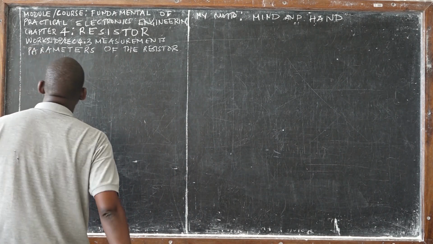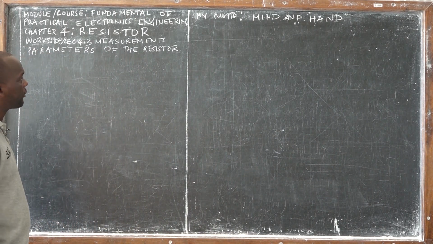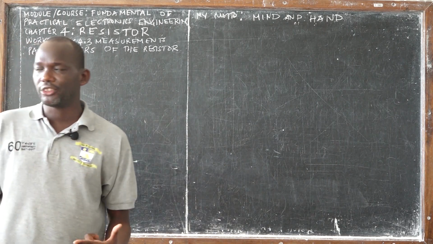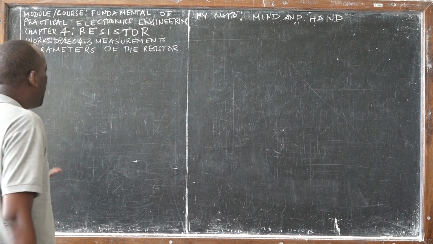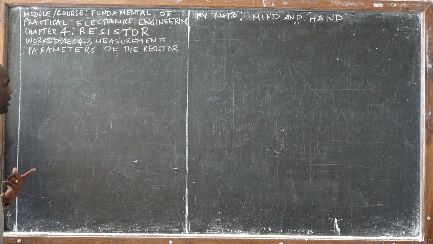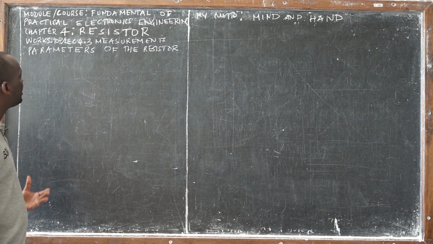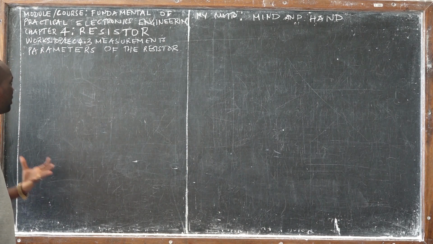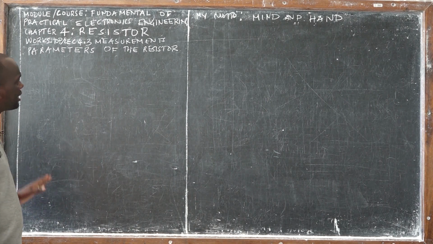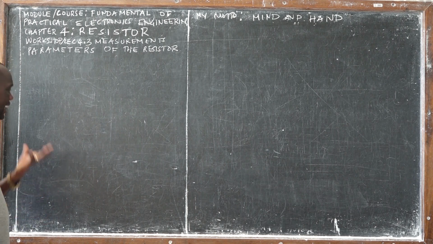The name of the module is Fundamental of Practical Electronics Engineering. We are in chapter 4. In case you missed the lecture or workshop of the previous chapters, don't hesitate to access the playlist called Fundamental Practical Electrical Engineering. You'll find the collection of all the previous workshops and videos, which are more than 20.